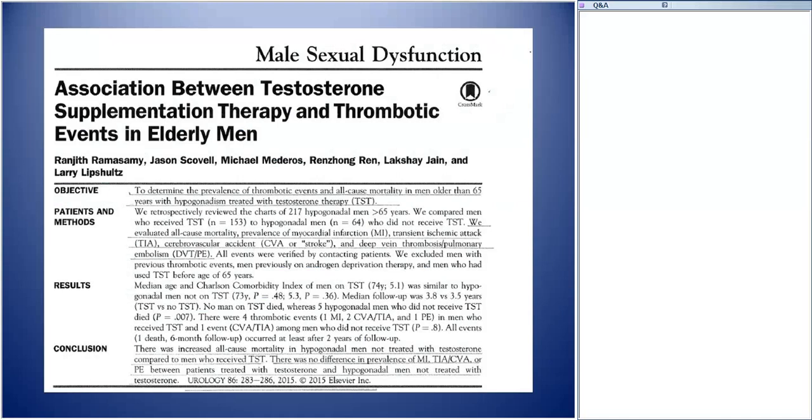This is a nice study that looks at hypogonadism, however you define that, to determine the prevalence of thrombotic events and all-cause mortality in men over age 65 with hypogonadism treated with testosterone therapy. We evaluated all-cause mortality, prevalence of MI, not soft but hard end points, transient ischemic attack, CVAs, and deep venous thrombosis.